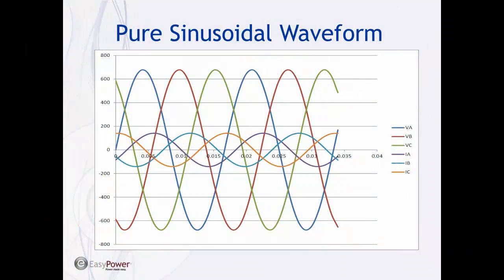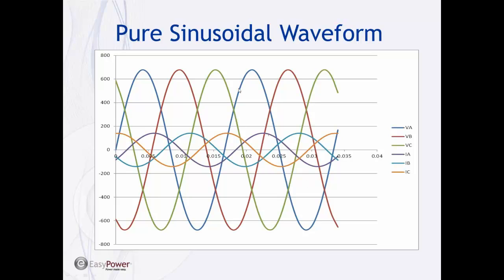In power systems, if there are no nonlinear loads, we get a pure sinusoidal wave both for the voltages as well as for the current. So there is a sample of voltage and current waveform, and you can see that it's very smooth.